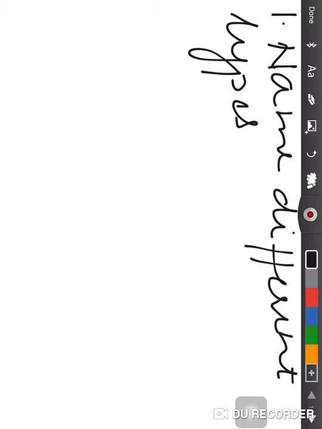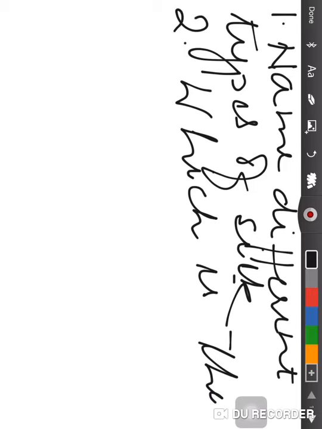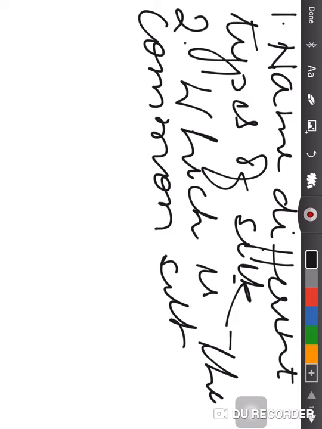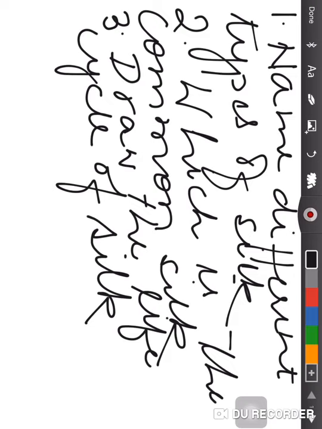Second is, which is the common silk? Third is, draw the life cycle of the silkworm.